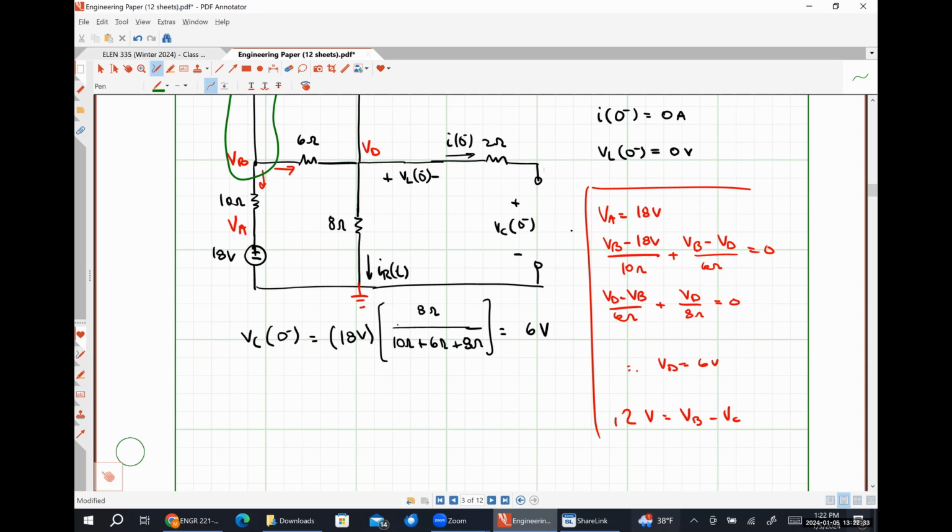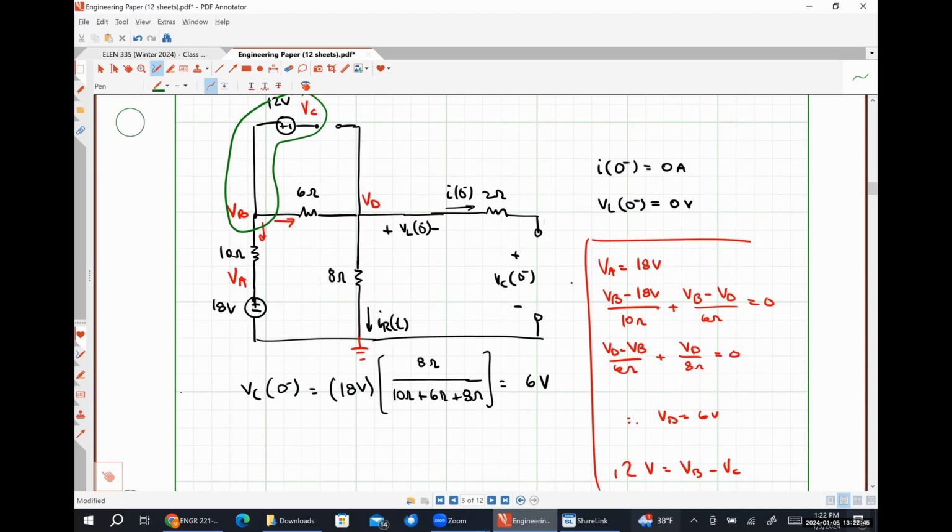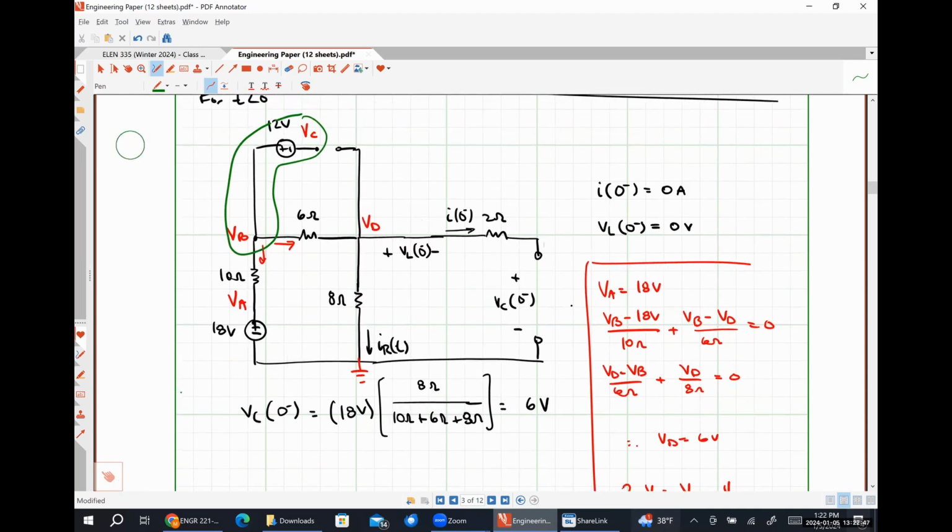We know that no current's flowing through it, so it can't be really supplying any power to anything. So yeah, I think I just assumed VB is 12 volts because the source is right there. Nope, it can't be, because it would only be true if we put ground right here, and that's going to make all of our other relationships different.